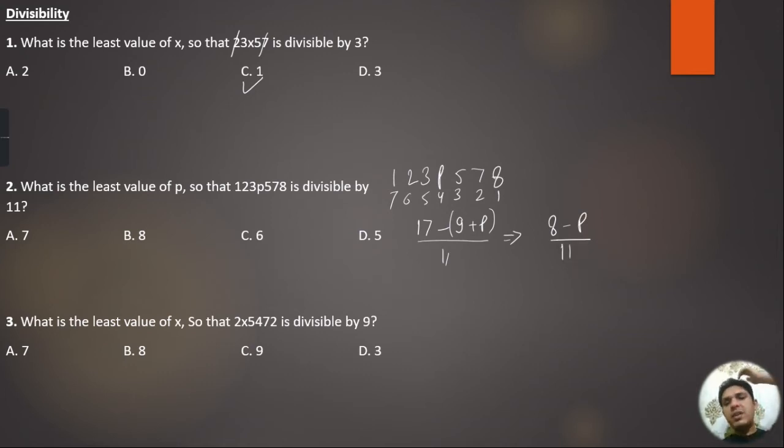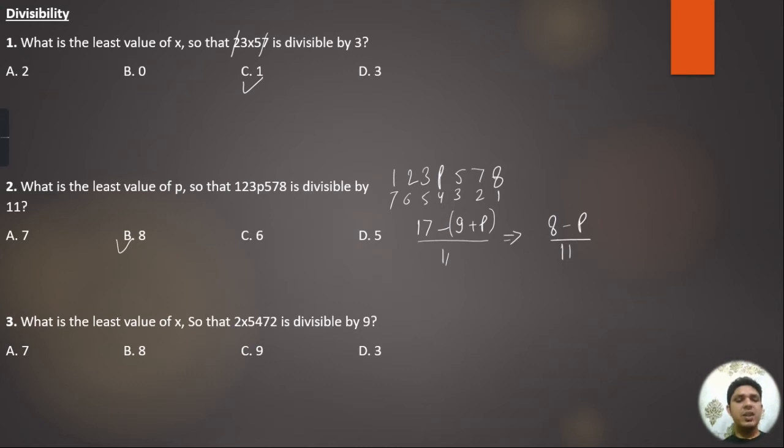And students, what number will we have to subtract from 8 so that it is divisible by 11? The number itself will be 8, because the least number that will be divisible will be 0, right? So students, we can come to the next question.